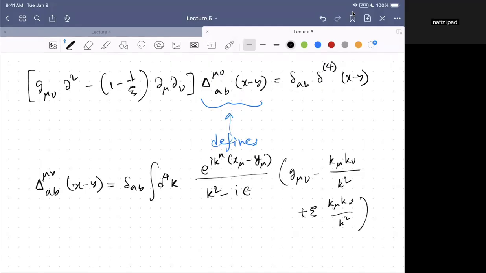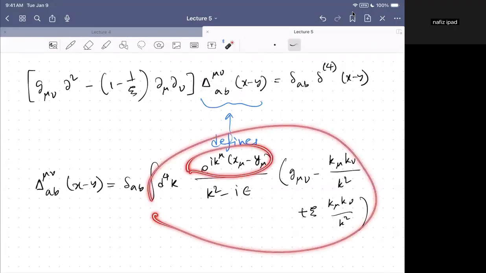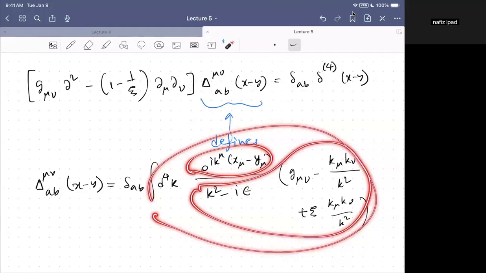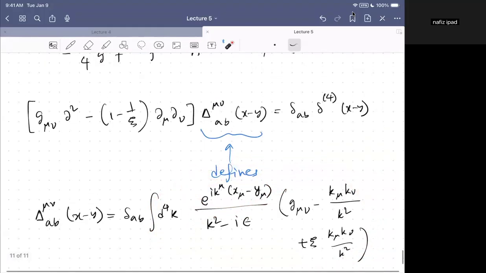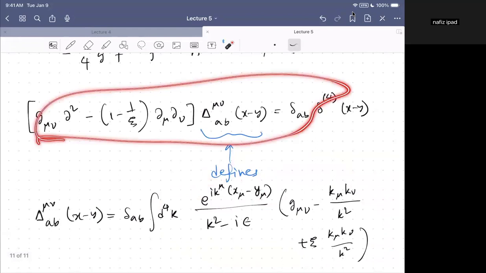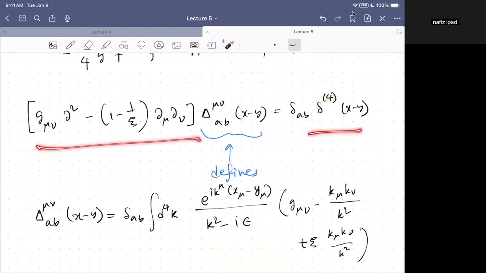It's the same term. Okay. So as we can see, this is really a Fourier transform of something. It's the Fourier transform of this thing. So from there, you can guess that the easiest way to solve this equation is to do a Fourier transform of both the left-hand side and the right-hand side.